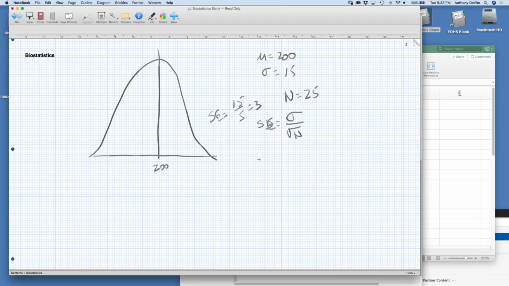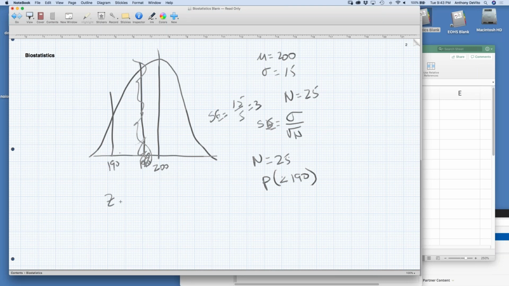So now I would ask you, if I took a new sample of sample size 25, what's the probability that the mean of that sample of 25 would be less than 190? What's the probability that that would occur? We do exactly the same thing. Here's 190. Actually, it's 3 standard errors, so 190 is probably going to wind up down here. So this is a much narrower distribution than the original population. That 190 is going to be down there.